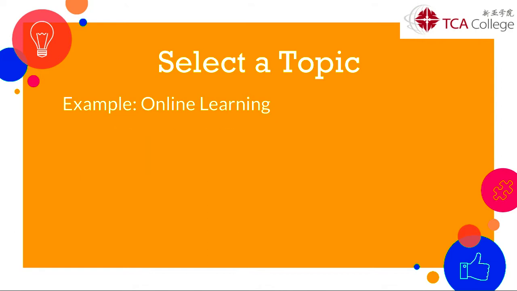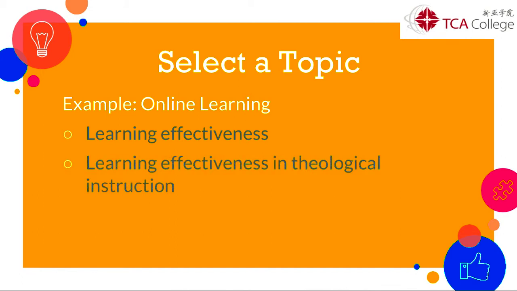Now, I could have chosen to deal with the topic in a very different way. For example, maybe I'm not interested in spiritual formation. Instead, I'm interested in learning effectiveness. So I could narrow down the topic to learning effectiveness in online instruction. And if I still find my topic too broad, I can narrow it down to learning effectiveness in online theological instruction. However, that's likely too narrow a topic and I'd struggle to find sufficient material for review.